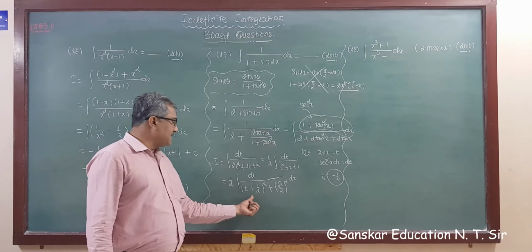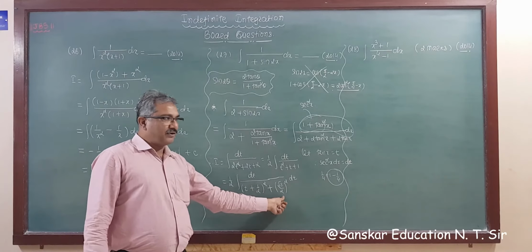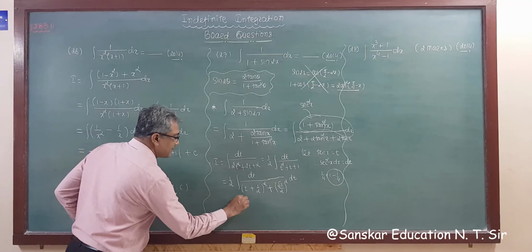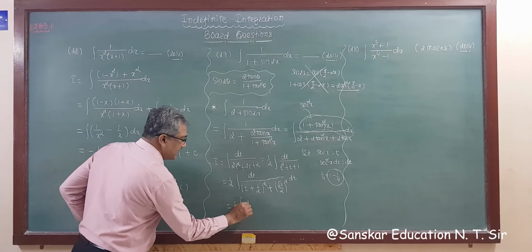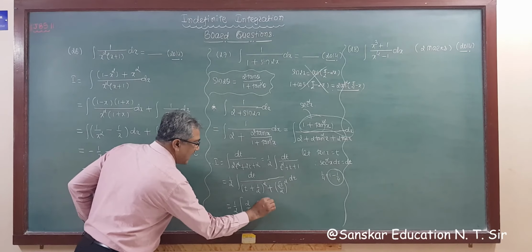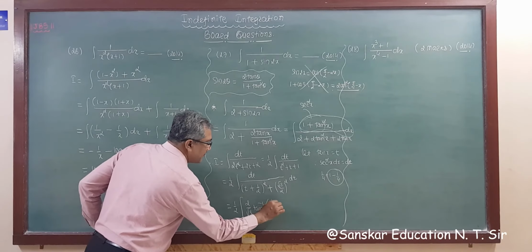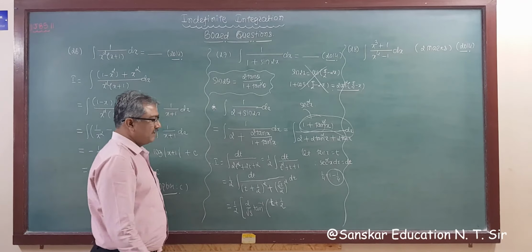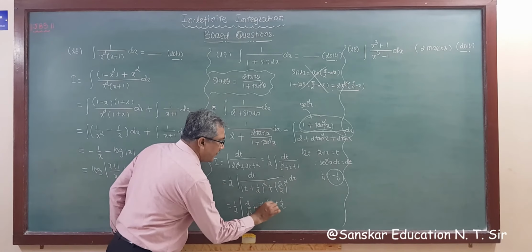Right? So the formula is for x square plus a square. The answer will be tan inverse. 1 upon x square plus a square gives 1 upon a tan inverse of x upon a, that is 2 by root 3 tan inverse, where x is t plus 1 upon 2. This is t plus 1 upon 2. Right?